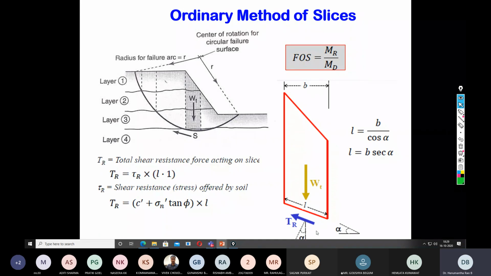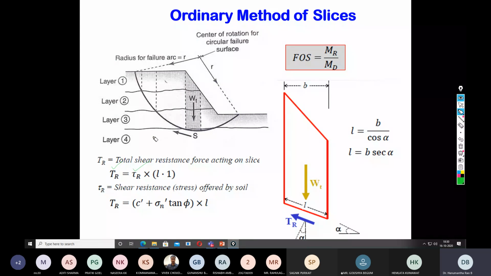So let us take TR as the total shear strength, or shear resistance, developing all along the length of the arc. So the total shear resistance force acting in the slice. So this is force and this is strength. Strength is force divided by the area. So this is a force, that is shear force, and this is shear strength. This is shear stress, this is stress. So force is nothing but strength multiplied by unit area.